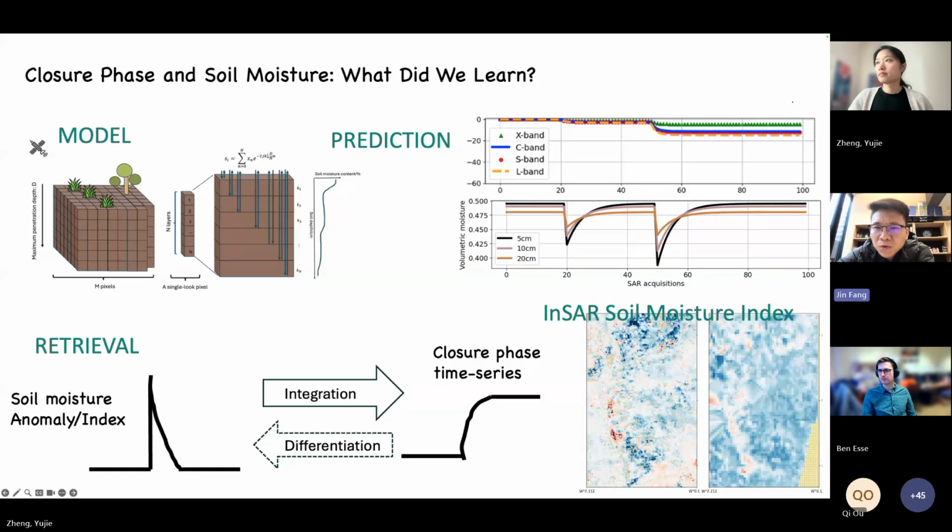And what do you think, does this closure phase work better when there is an anomaly in soil moisture? So the question is about whether closure phase works better when there's an anomaly in soil moisture. I will interpret that as asking why closure phase works better for soil moisture anomaly detection. Well, I'm not sure what the question means actually.